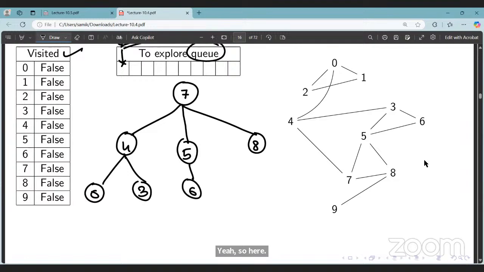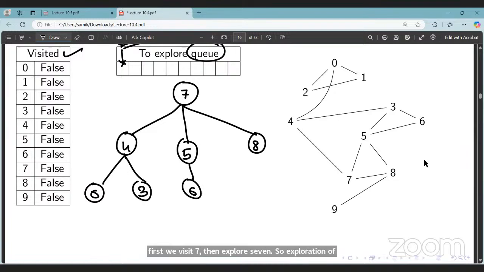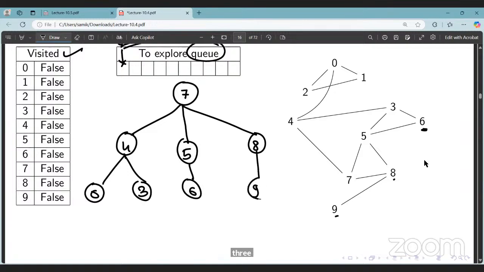Ultimately, I am making a tree in the format in which we went through the BFS process. First we visit 7, then explore 7. The exploration of 7 changes the visited status of 4, 5, and 8. Exploration of 4 will change the visited status of 0 and 3. Exploration of 5 will change the visited status of vertex number 6. And exploration of 8 will change the visited status of vertex number 9.